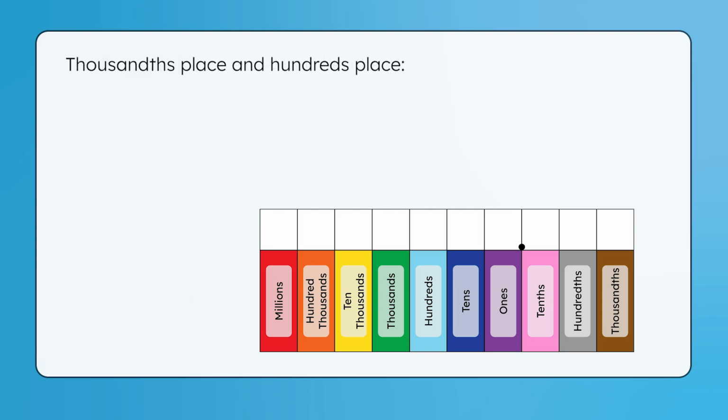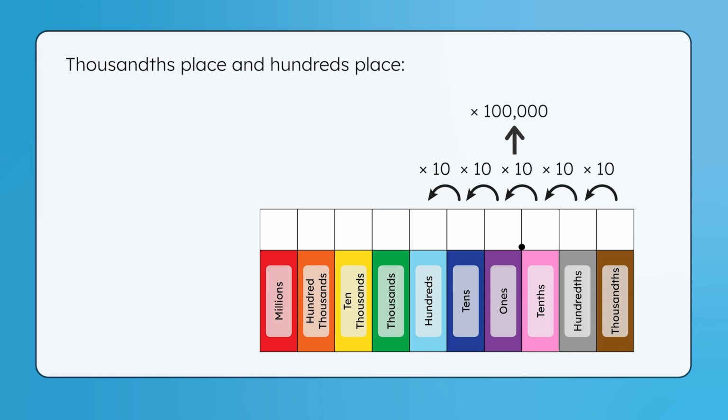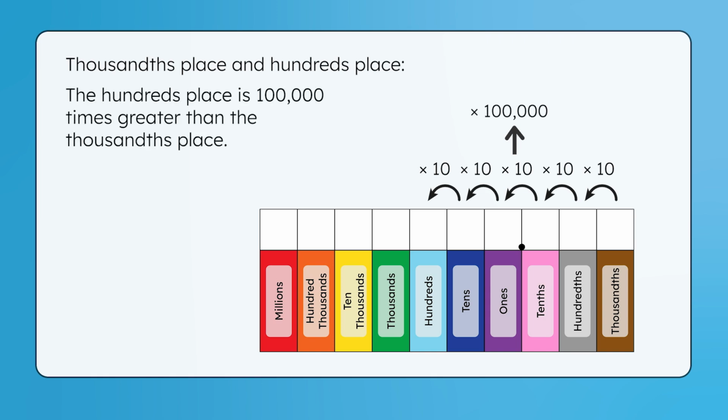Now, between the thousandths place and the hundredths place, there are 5 place value jumps. That matches a power of 10 with 5 zeros, 100,000. So the value of the hundredths place is 100,000 times greater than the value of the thousandths place.